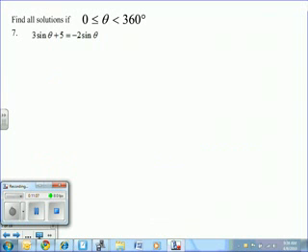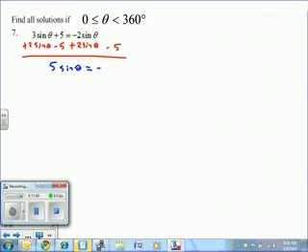All right, for the rest of the problems, it says find all solutions if theta is between 0 and 360, which means all of your answers should just be angles. We don't do the plus 360n anymore. So on this problem here, all we're doing is putting like terms together and solving. So you can add the 2 sine theta over here, and then subtract the 5 to the other side. And you end up with 5 sine theta equals negative 5.